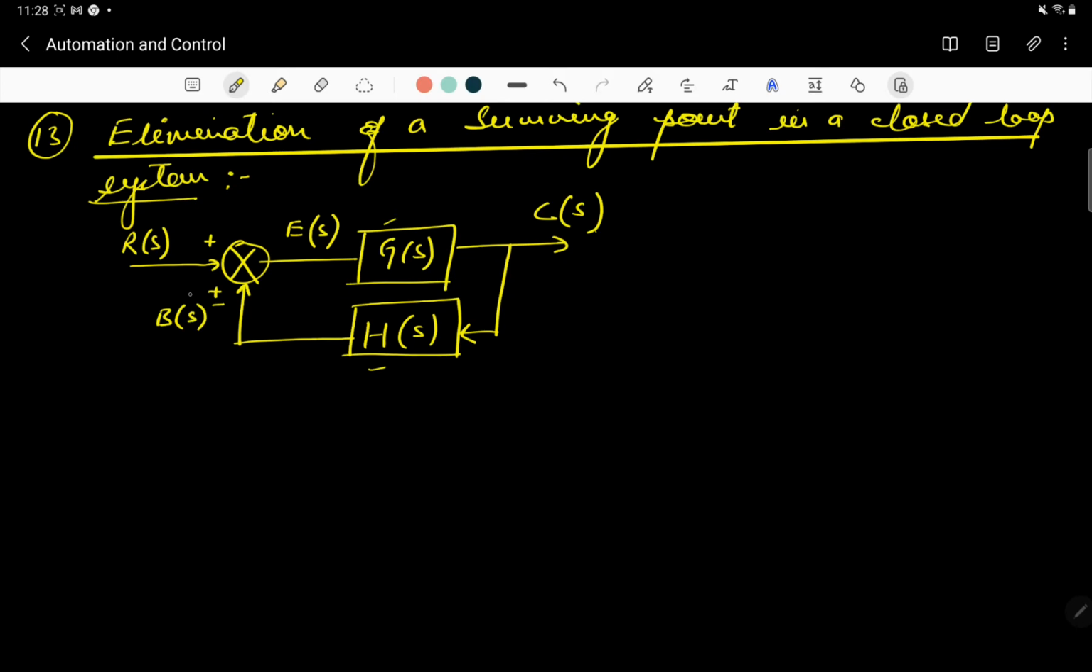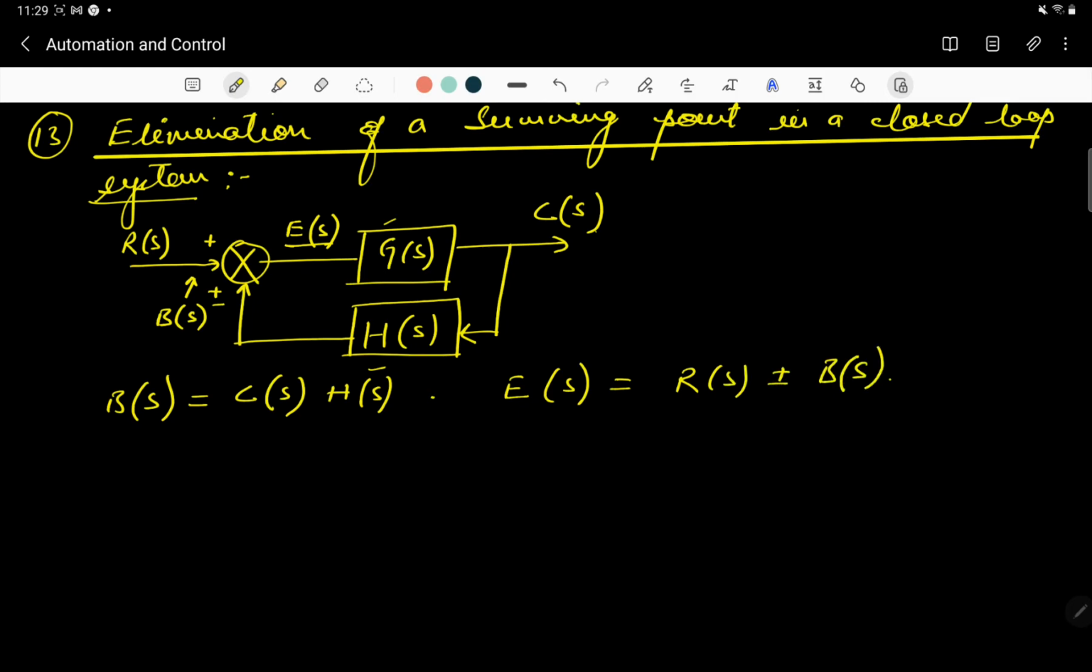B(s) is subtracted from the reference, which gives us the error in this closed loop. B(s) is C(s) into H(s), which is compared with R(s) over here, and it gives the result E(s). So E(s) should be represented by R(s) plus minus B(s).